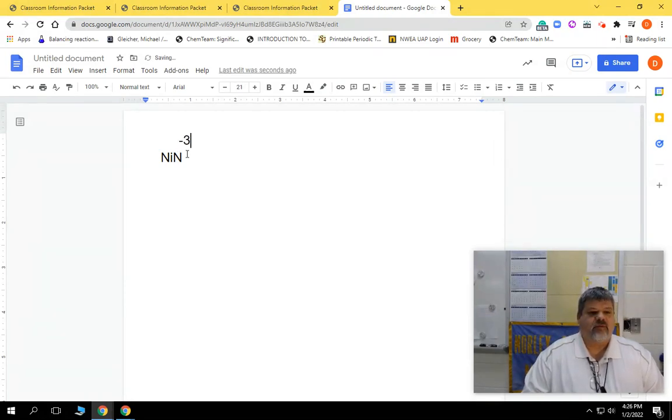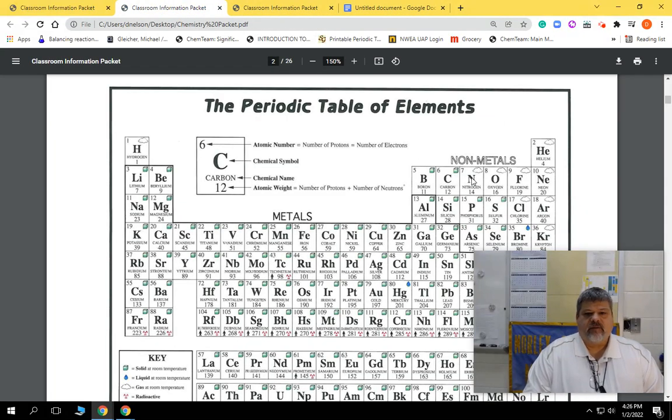Nitrogen is a -3. Again, how did I get that? Well, I got that from right here. I'm in column 5A. I have 5 valence electrons. I need 3, 1, 2, 3. So when I add those 3 to get to the end there, that's where my -3 comes from, because each one of those electrons has a negative charge, so it'll be -3.